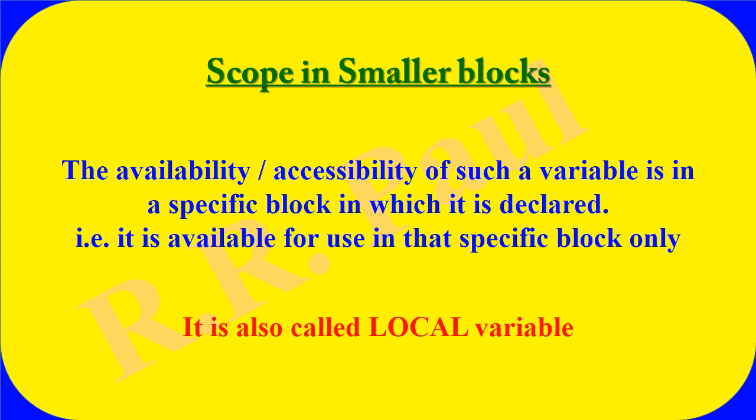Scope of variables in smaller blocks. That means the variables which are declared inside if block or a for loop or a while loop or a do while loop, any of these smaller blocks, will be available only in that particular block. Hence, it will also be termed as a local variable.